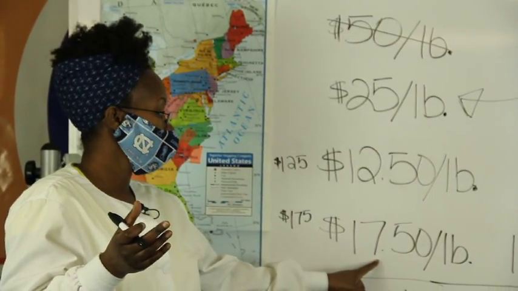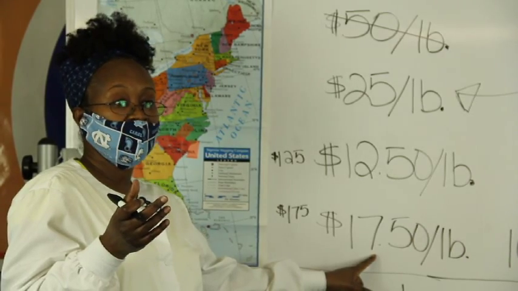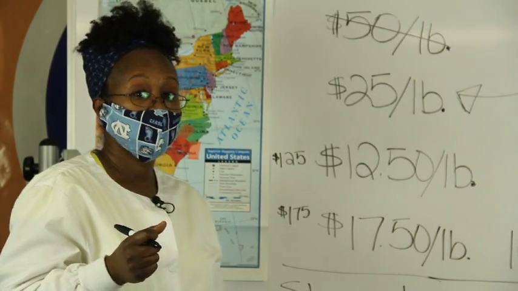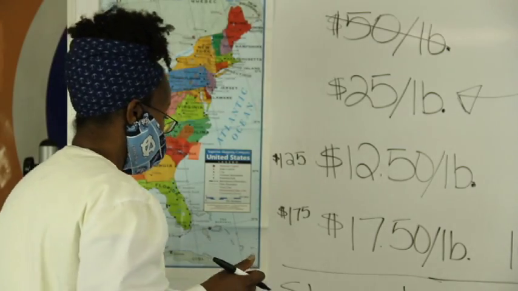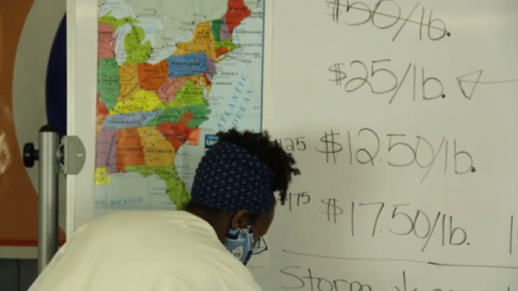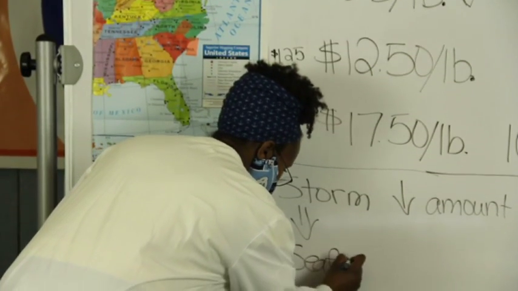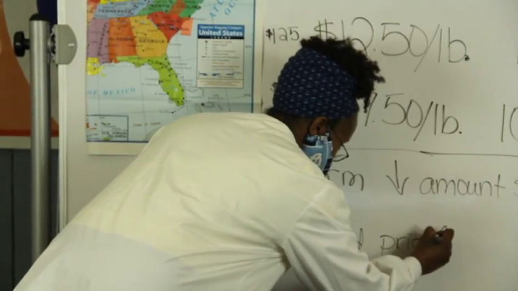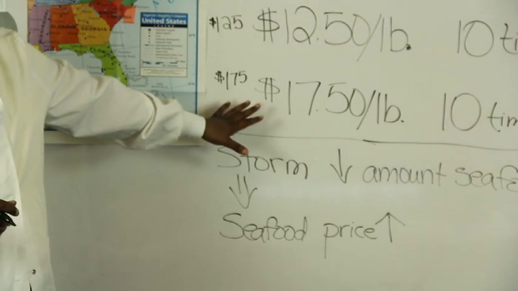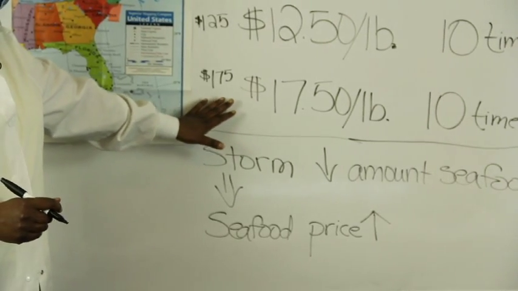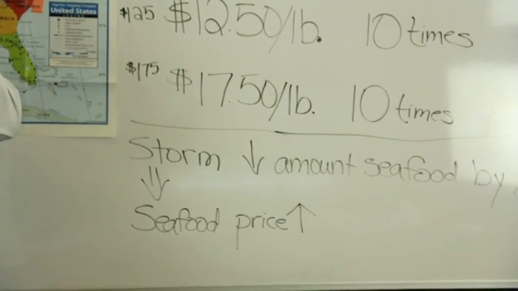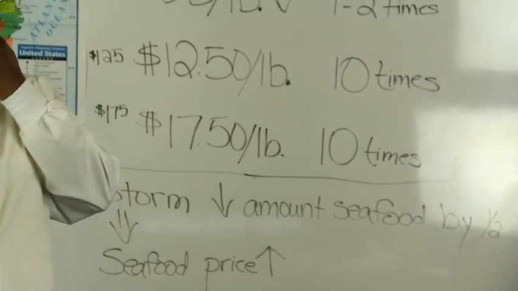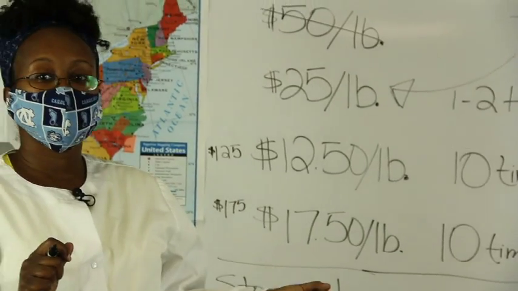Here's what happens. When there's not as much of the supply, but people still want it and they're willing to pay for it, they're going to increase the price. So now seafood has a price that goes up. And that's just so they can try and get close to where they usually make the same amount of money. And this is how money is moved around using buyers and sellers.